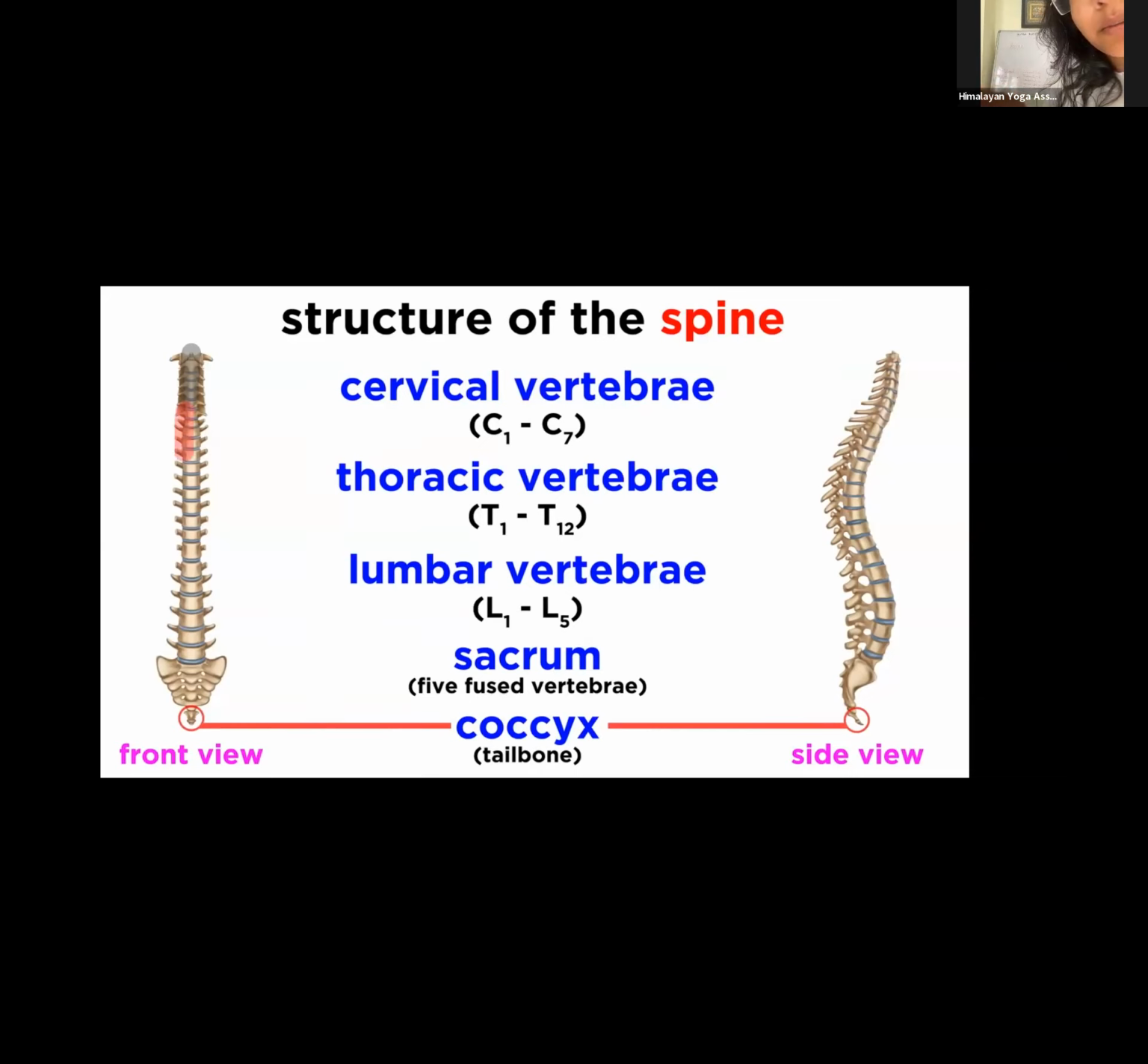we have the thoracic region. Okay, this is thoracic. The highlighting is approximate. And then we have 5 bones of the lumbar region. And then we have this sacrum. And the last is the coccyx. Sacrum is the 5 fused vertebrae. Okay, so I hope this is very clear to you. Please take a screenshot of this.